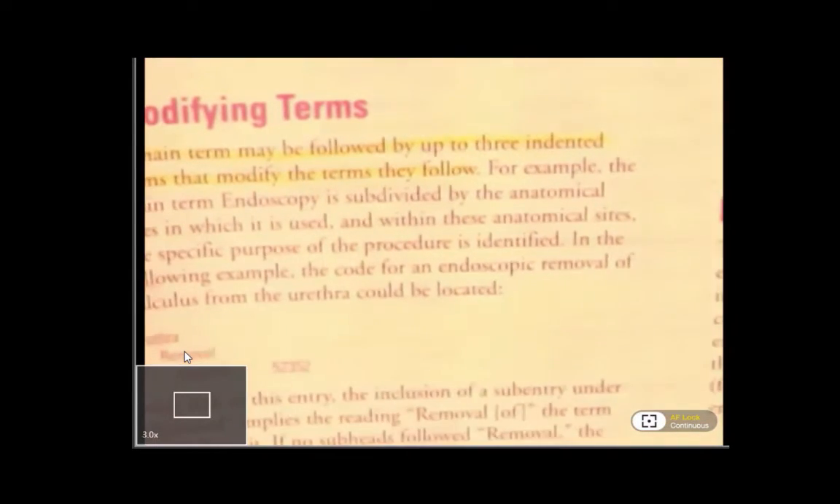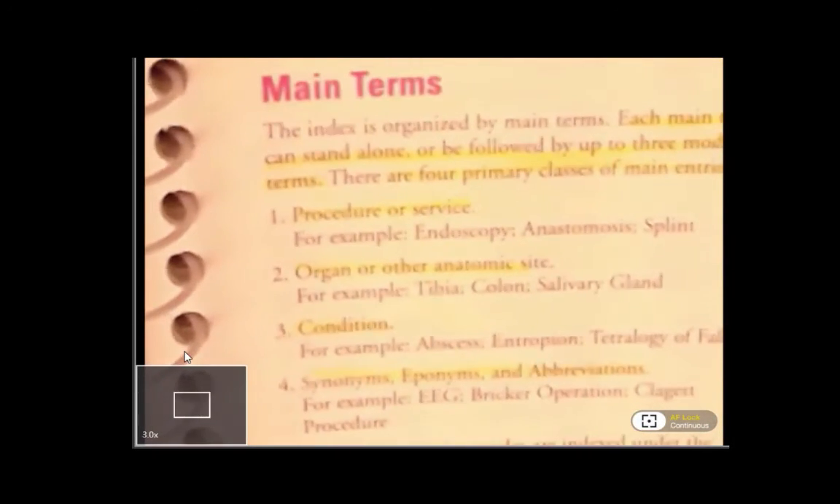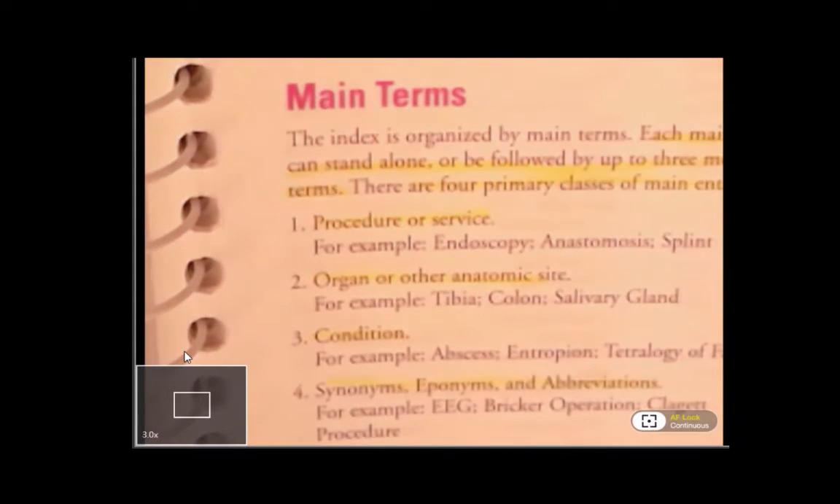I think sometimes students get frustrated because they want me or someone to tell them exactly how to find something and not to be chasing their tail. Well, unfortunately, that's not how it works. The main terms, when you're looking those up, a main term can be either the procedure you're looking up, like an endoscopy, the organ that's affected. The examples given there is tibia, not just the organs, anatomic sites that are affected. Tibia, colon, salivary gland. The condition, like an abscess, or a synonym, EEG, an eponym, which is someone's name given to a procedure, or an abbreviation. So you really, if you don't find it under one type of main term, you're going to look under another. And that trial and error is how you'll find it.